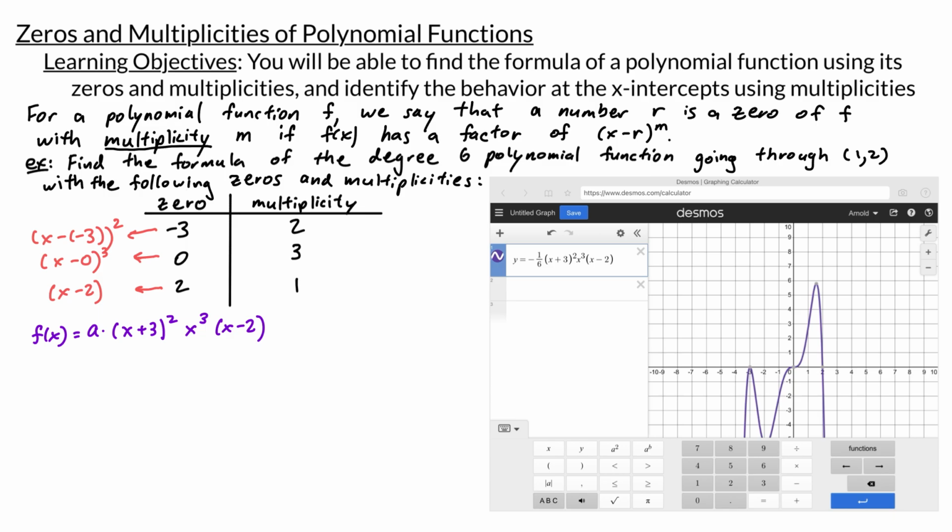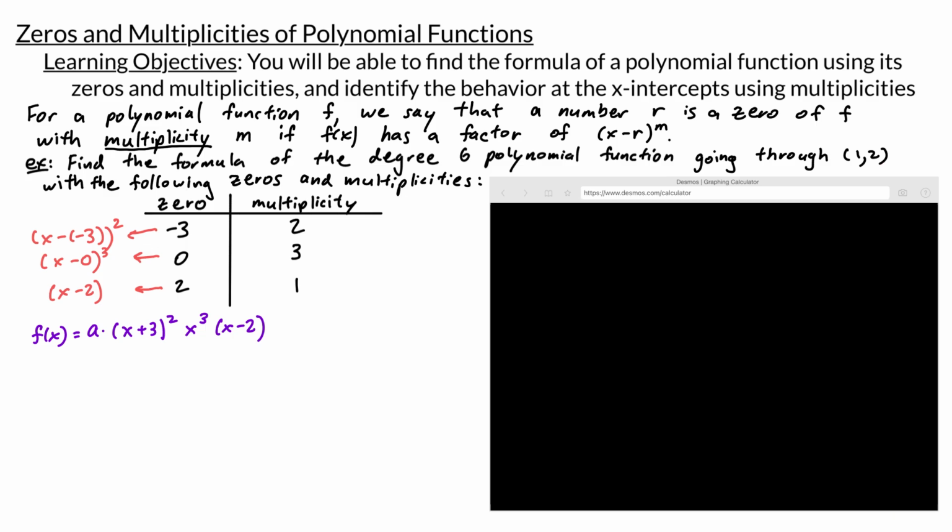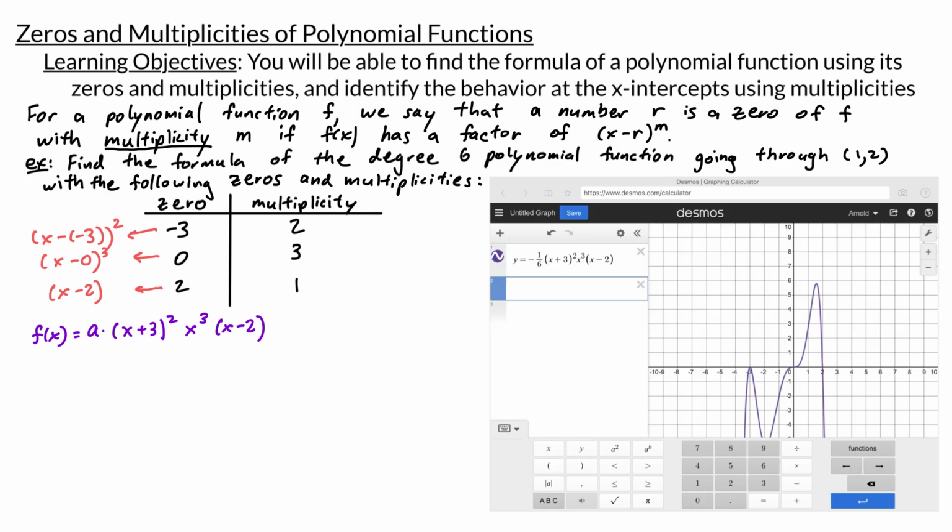Next, what we want to do is find the specific polynomial that goes through the point 1, 2. So on our graph, let's add on that point, 1, 2.